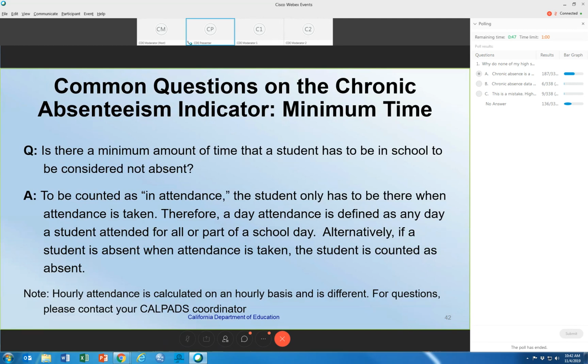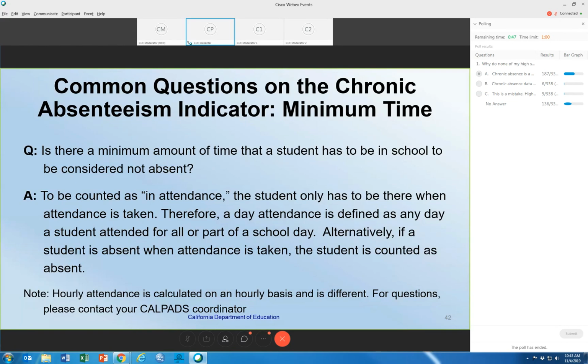For some of the schools, hourly attendance is taken. That looks a little bit different for those schools, so if you do have questions, contact your CALPADS coordinator or otherwise student information systems if you have questions about hourly attendance. But for the vast majority of our schools, we're looking at usually one period of attendance, and that will determine whether the student is present or absent.